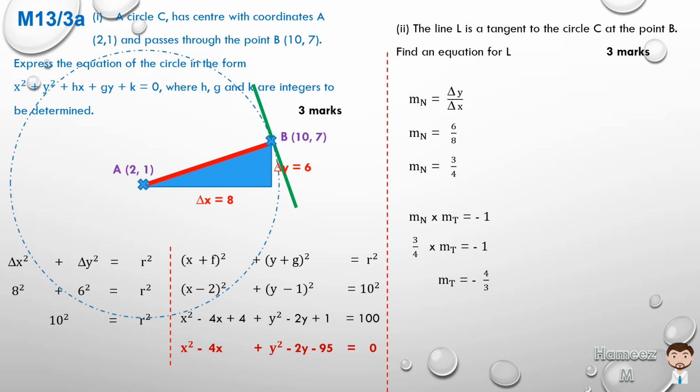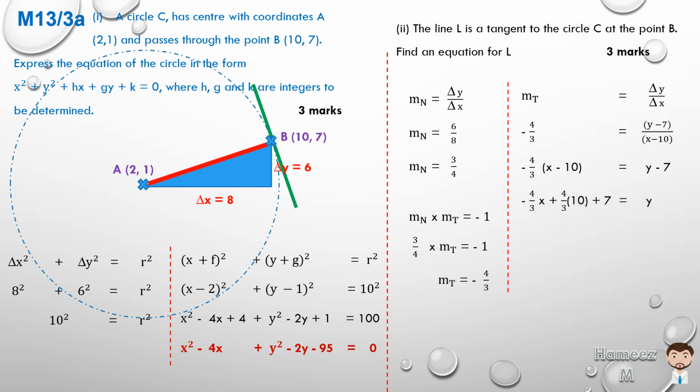And if we want to find the equation of the green line which is L, then mt is equal to change in y over change in x, and we can substitute. So the gradient minus 4 over 3 is equal to y minus, what's the y coordinate of B? 7, over x minus, what's the x coordinate? 10. And we can now carry the denominator across to the left-hand side. So it will be minus 4 over 3 times (x minus 10) is equal to y minus 7. And we can expand and carry the minus 7 across. So it will give us minus 4/3 x plus 4/3 of 10 plus 7 is equal to y. So y is equal to minus 4/3 x, and 4/3 of 10 is 40 over 3 plus 7, which is 21 over 3, so that's 61 over 3.